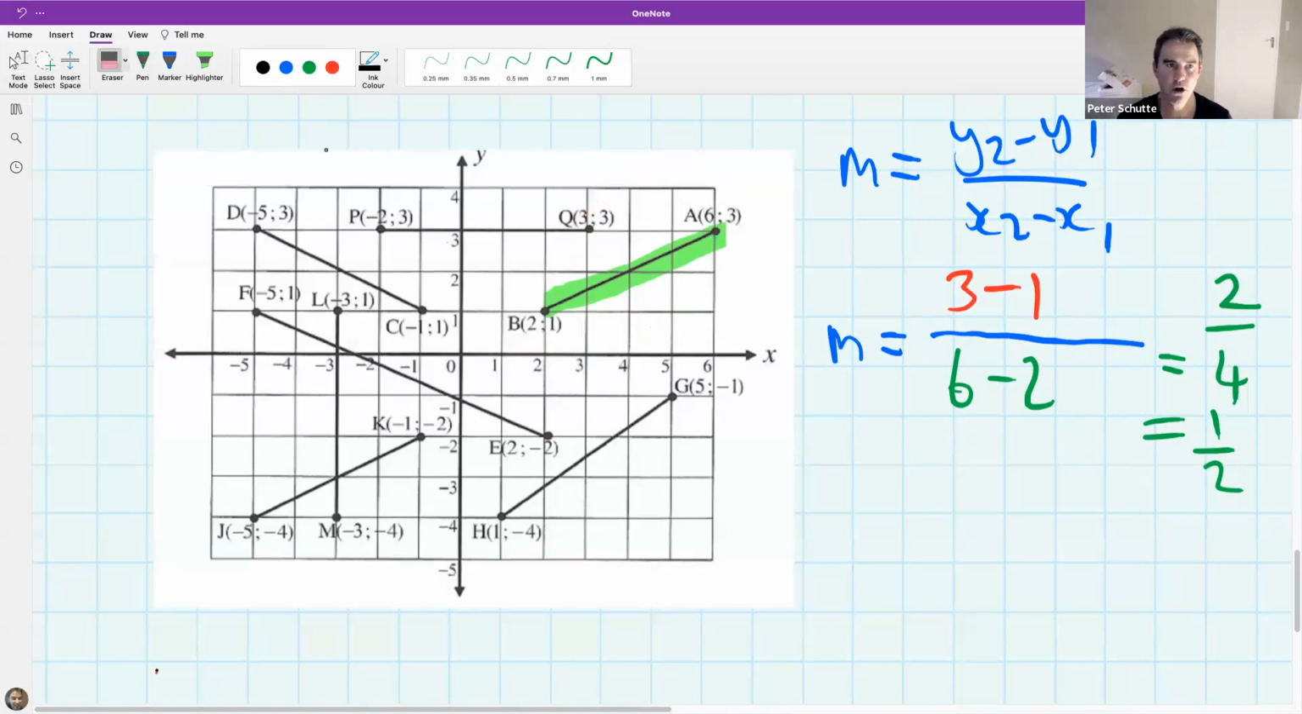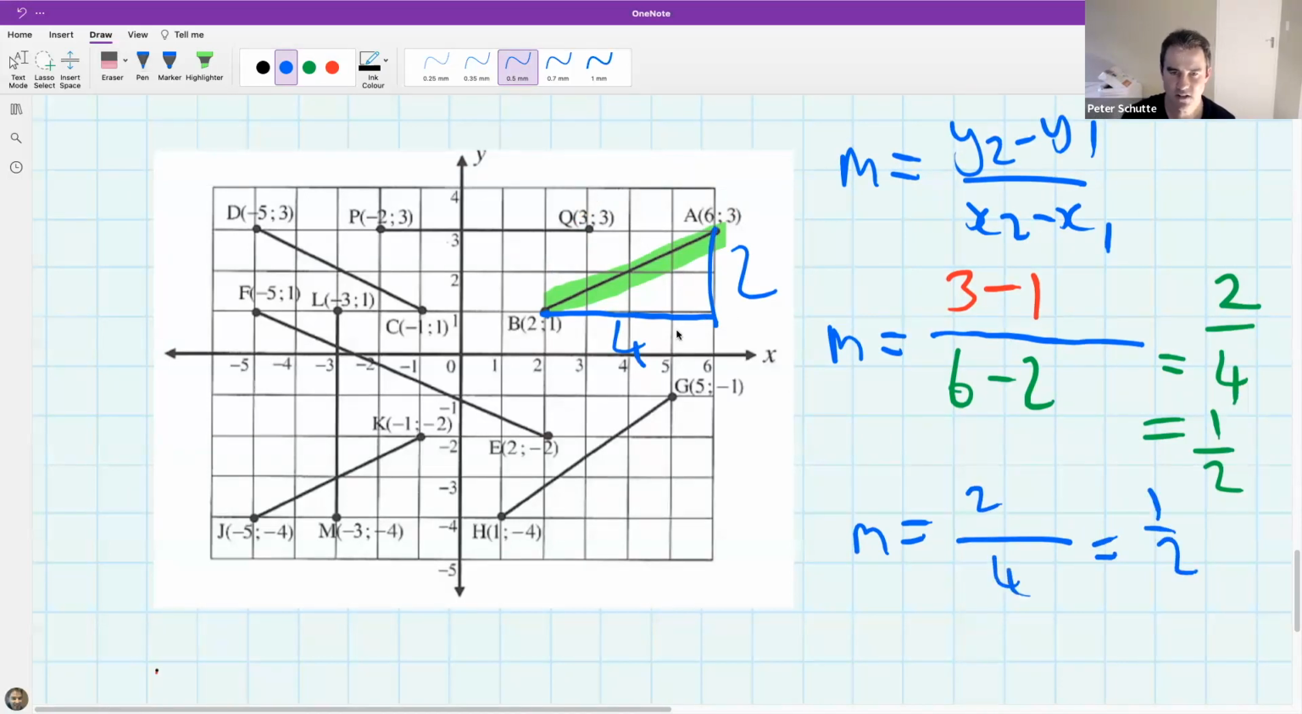Now, does the counting blocks thing still work? Well, we know that it's positive because it's sloping up to the right. And if we count, how much do we go up? We go up by 2 and we go across by 4. So we also could have got the answer counting blocks, but it gets more difficult to count blocks as the examples get more difficult. So normally in grade 11, most of the time when you find gradient, you use this formula. So let's just get really good at that quickly.